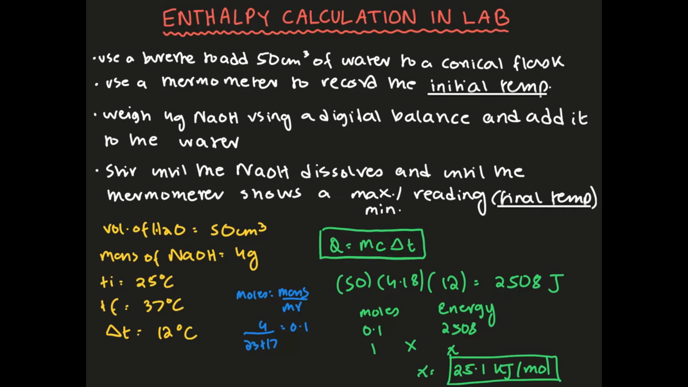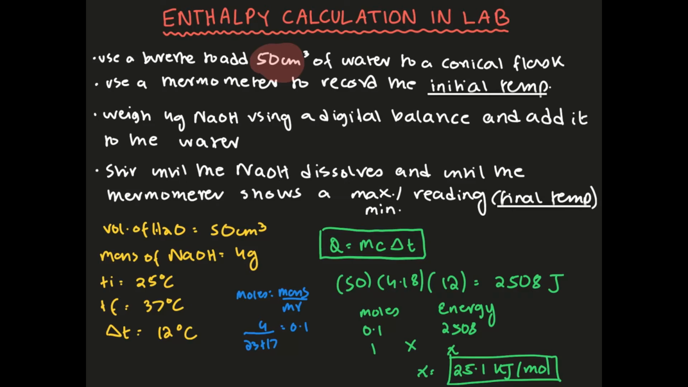The last thing that we're going to be focusing on for this video is how exactly we calculate the enthalpy change of a reaction in labs. So we're going to be discussing an experiment that we can carry out to determine this. The first thing that you're going to do is take a burette and use it to add 50 cm³ of water to a conical flask.